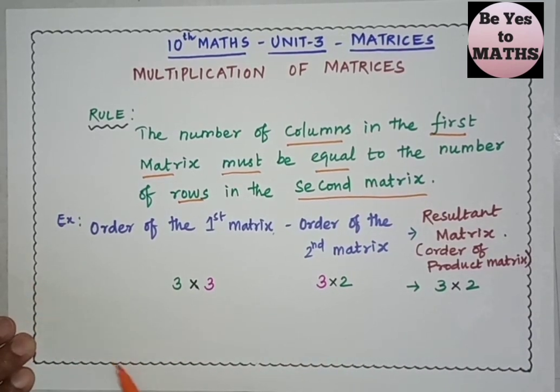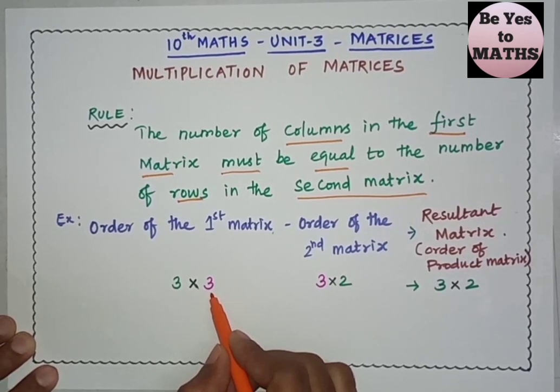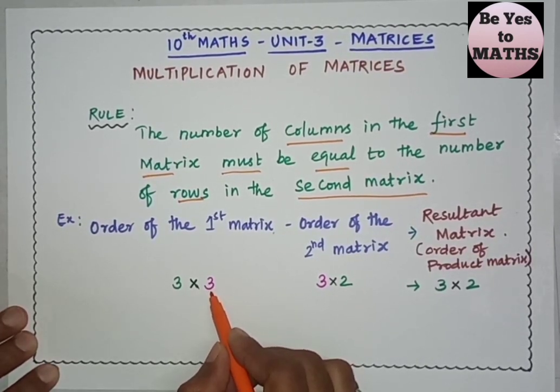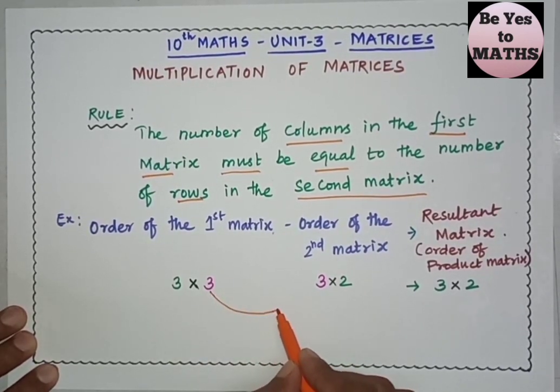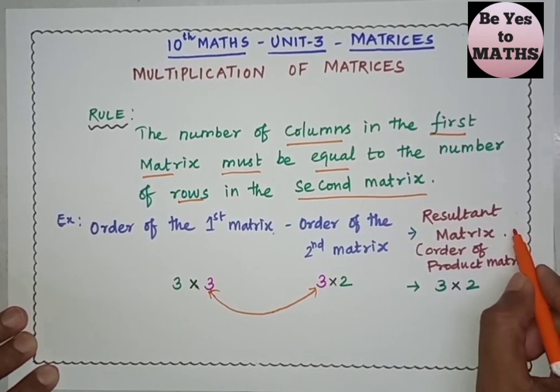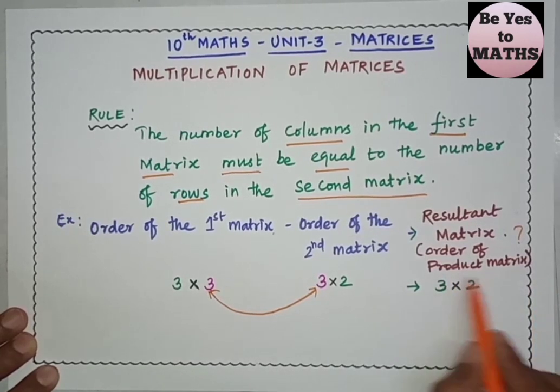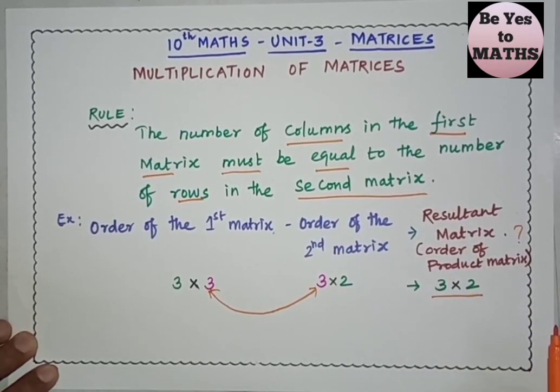For example, the order of the first matrix is 3 by 3 and the order of the second matrix is 3 by 2. When the first matrix's columns are equal to the second matrix's rows, then only is the product possible. So the resultant matrix, that is, the order of the product matrix, will be 3 by 2.